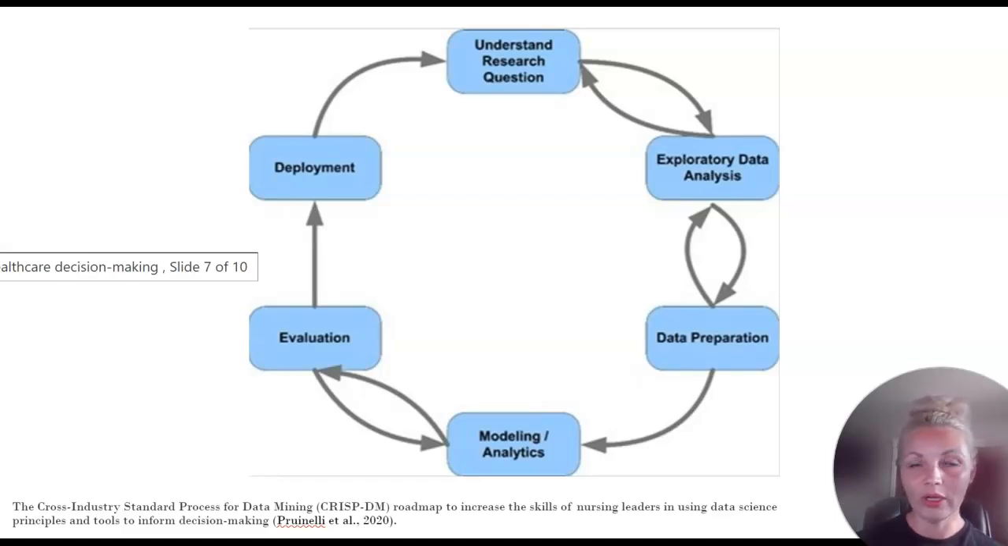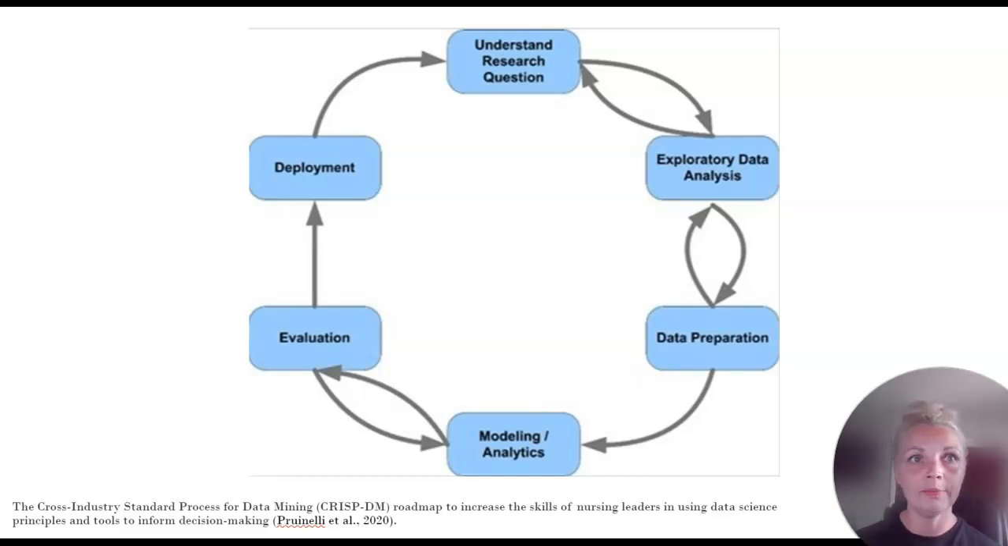Starting at the top, number 1 is understanding the research question. We must make sure that our question is described in enough detail so we can determine our specific input and output data to answer our research question and our specific goals in mind. Next is exploring data analysis. There's lots of software available to explore, summarize, and visualize the data.